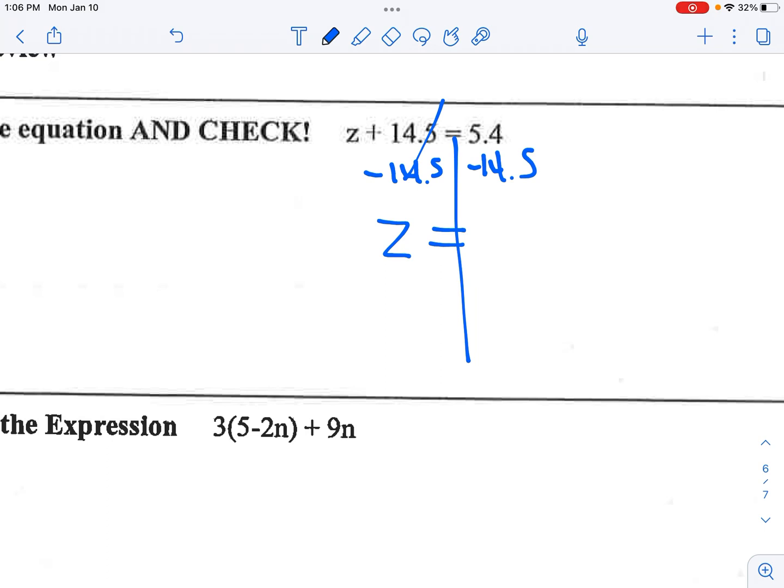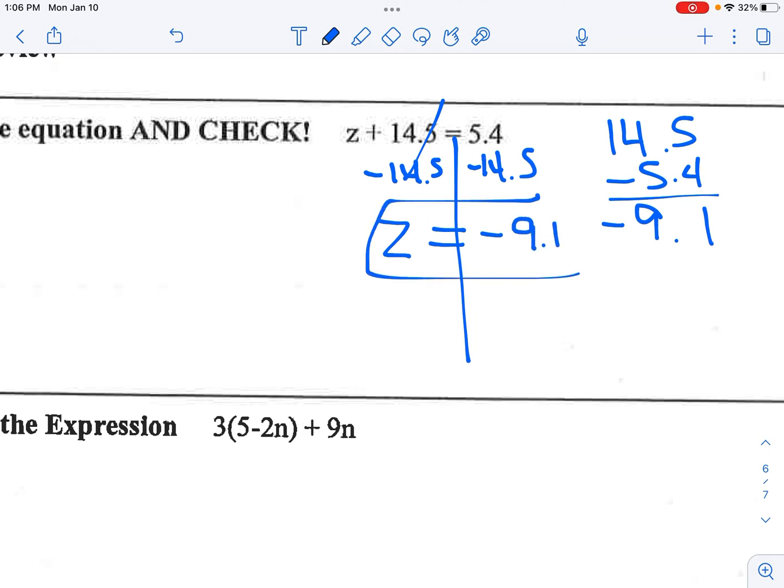Positive 5 4/10, negative 14 5/10. Different signs, find the difference. 14 5/10 minus 5 4/10. That's going to be a 1 and a 9. You had more negatives. So negative 9 1/10.